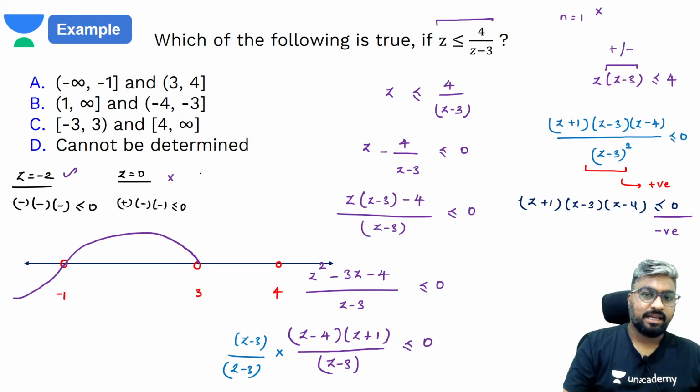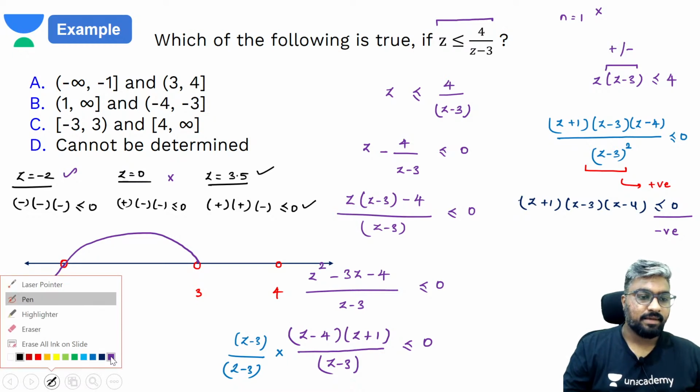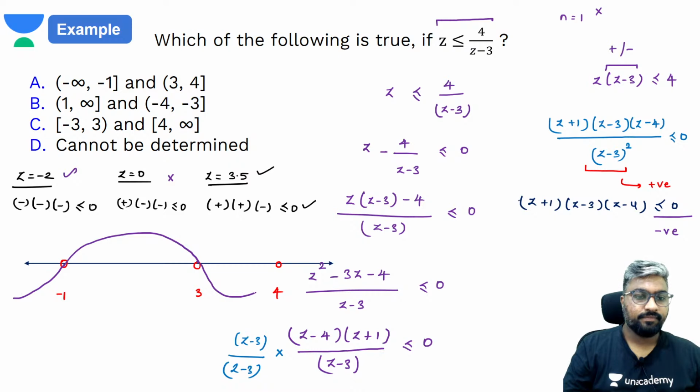Correct, Chesta. Wait, let me go ahead with this. Yes, z equal to 3.5. So what will happen? 3.5 plus 1 is positive, 3.5 minus 3 is positive, 3.5 minus 4 is negative. Is it less than or equal to 0? Yes it is. It satisfies. That means here it will go negative.